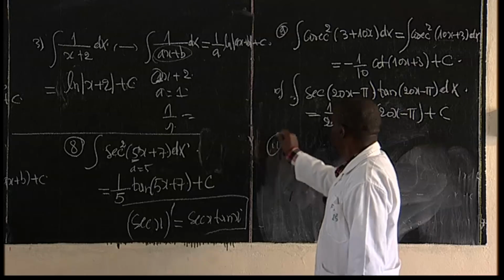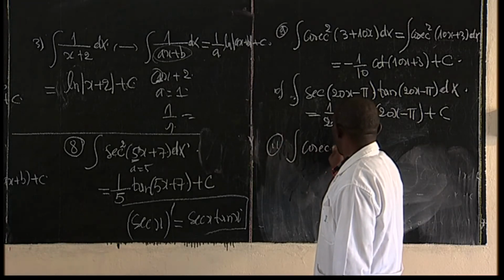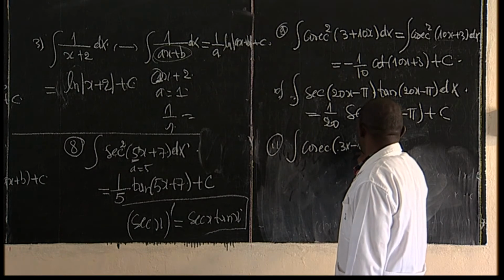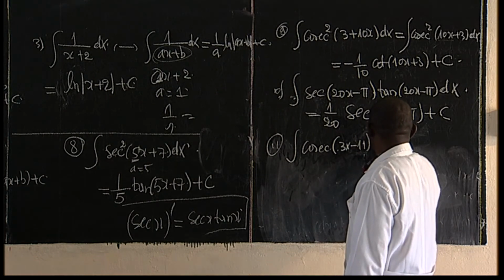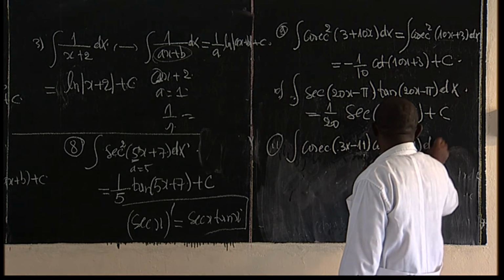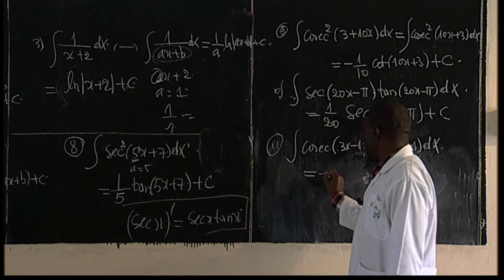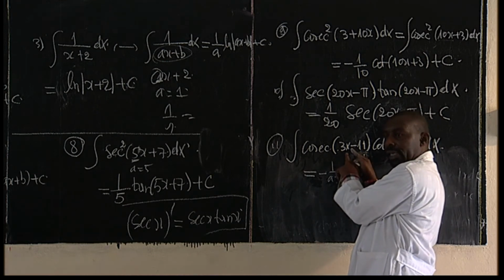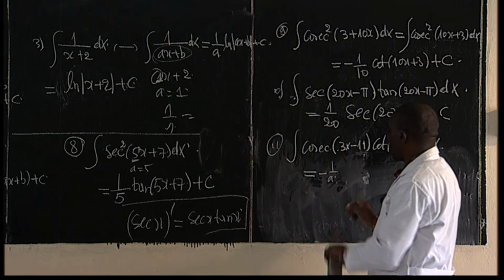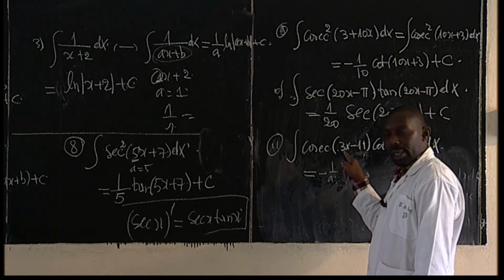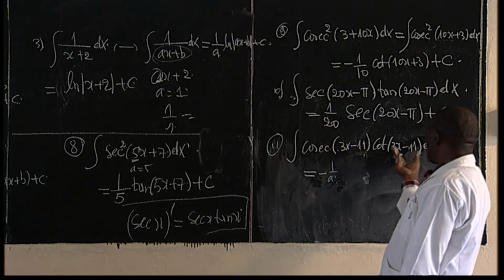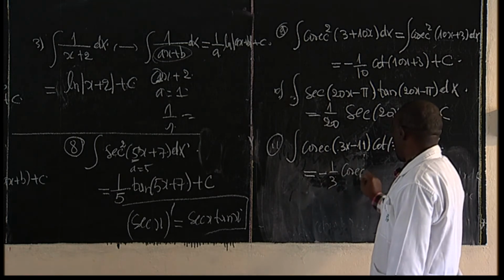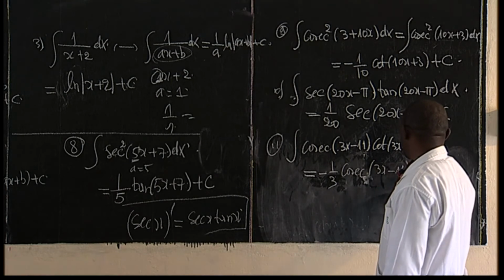Example, integral of cosec of (3x minus 11) cotan of (3x minus 11) dx. This is equal to minus 1 over a. For me, a is the coefficient of x. X is the variable of integration. It means a is equal to 3. And remember, the expression in the bracket is the same. So I'll be having minus 1 over 1 third cosec of (3x minus 11) plus c.